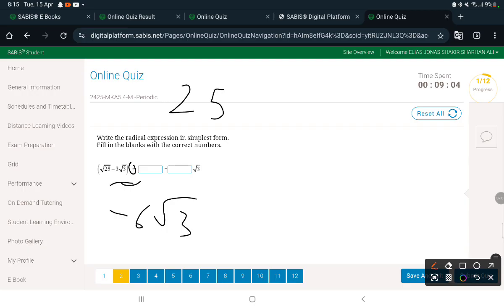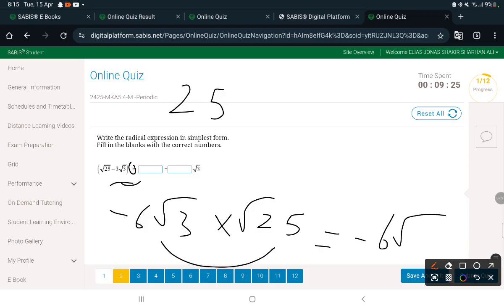Okay, so minus 6 radical 3 multiplied by radical 25, because it's minus 2ab, we need to include a. When you're multiplying two numbers that are both inside the radical, you just get minus 6 radical 75. Again, here you don't do minus 6 radical 25 and then radical 75. That's not how it works.